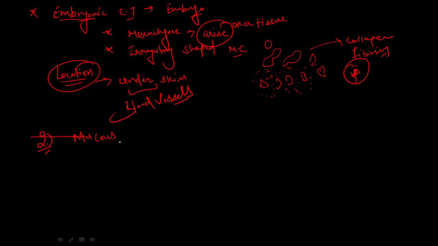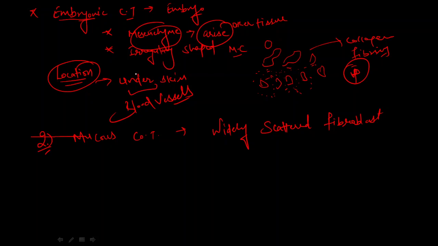Mucous connective tissue. See, as the name suggests, it consists of widely scattered fibroblasts. If we were talking about mesenchyme, in that case we are not talking about the fibroblast. But in case of mucous tissue, the main thing is the fibroblasts, which are embedded in the viscous ground substance that contains collagen fibers. So yes, they contain collagen fibers.